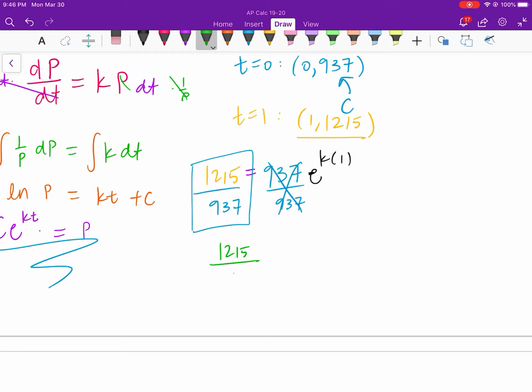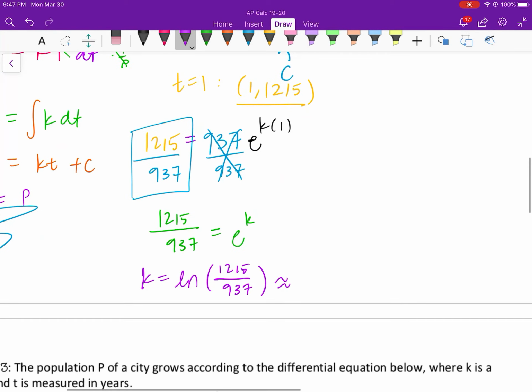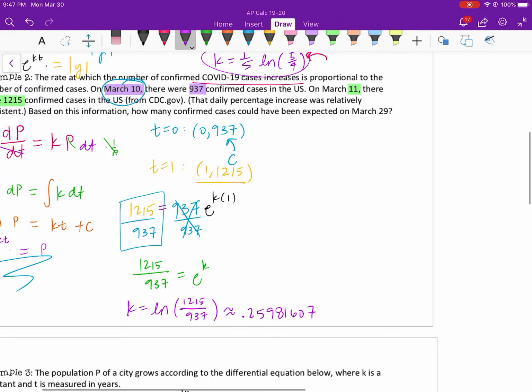So if we keep that as a fraction right now, 1215 over 937, that's equaling e to the k. So to get k by itself, all we have to do is take the natural log. So k is going to be equal to the natural log of 1215 over 937. And we can get a decimal approximation. I went ahead and kept all the decimals that I could though. So k is about 0.25981607.